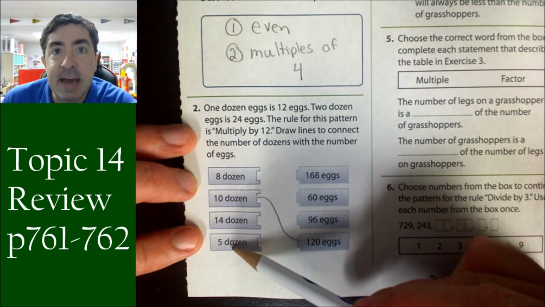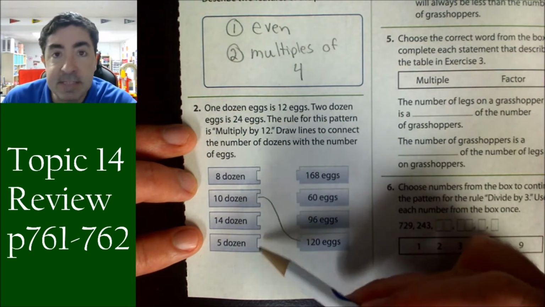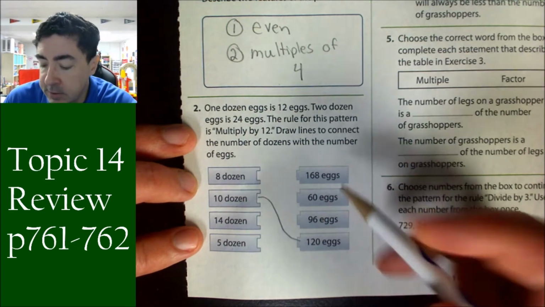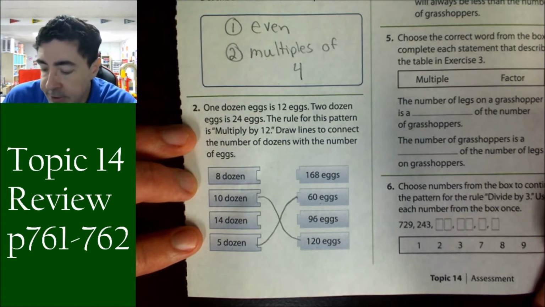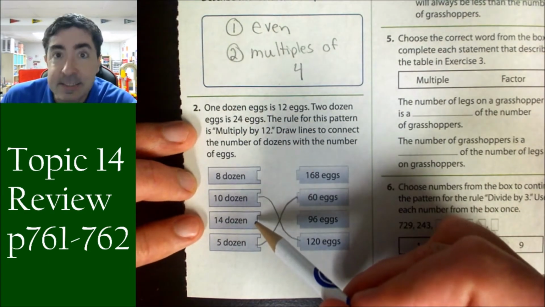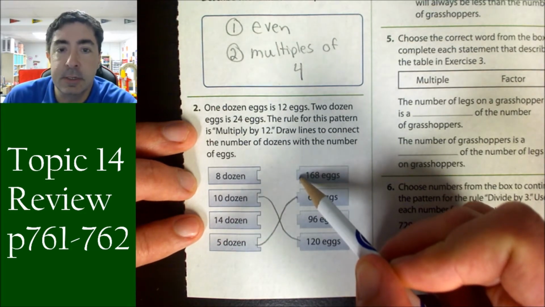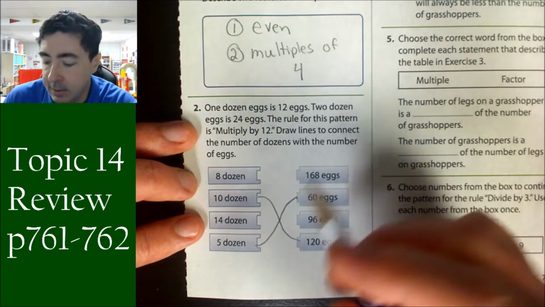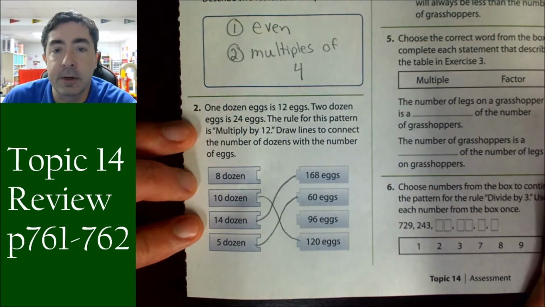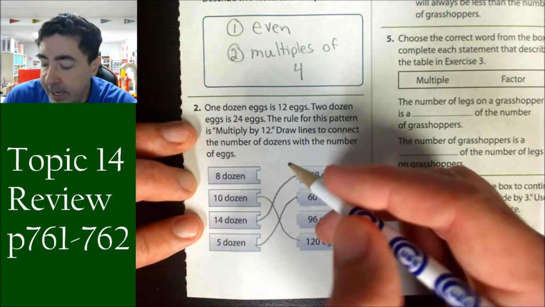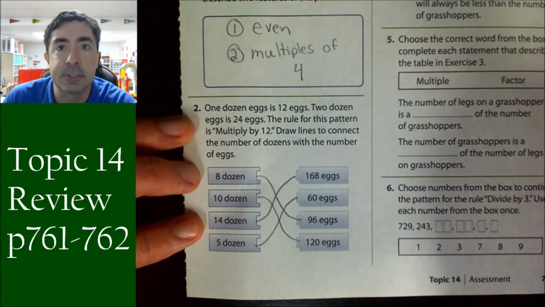I notice 5 is half of 10, and I know that 5 times 12 is 60. And if 5 is half of 10, then half of 120 would be 60. So I can connect those two together. Looking at my options here, 14 dozen, well, that's the biggest number over here. It would make sense that it goes with the biggest number over here. I could also do the multiplying to make sure that that is correct. But 14 dozen is going to go with 168. And that leaves 8 dozen to go with 96. So that is our answer to number 2.